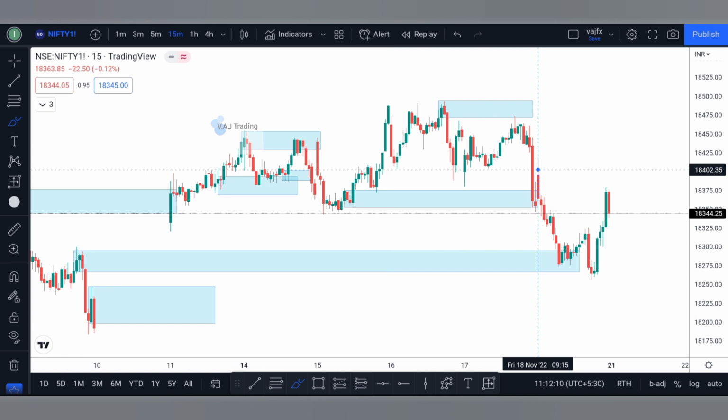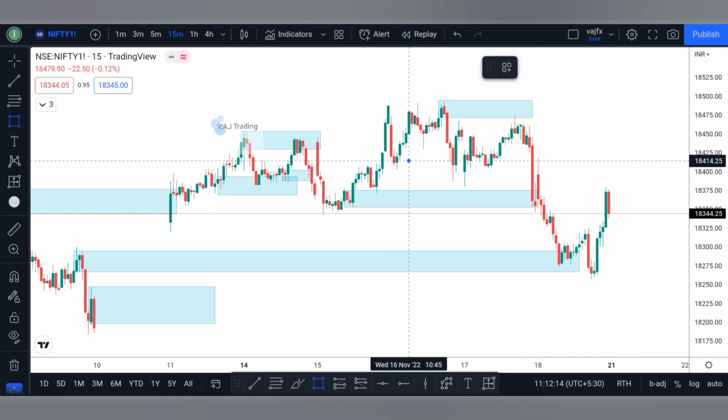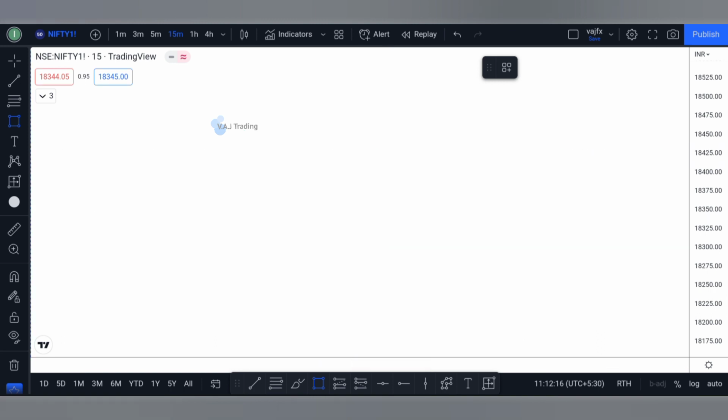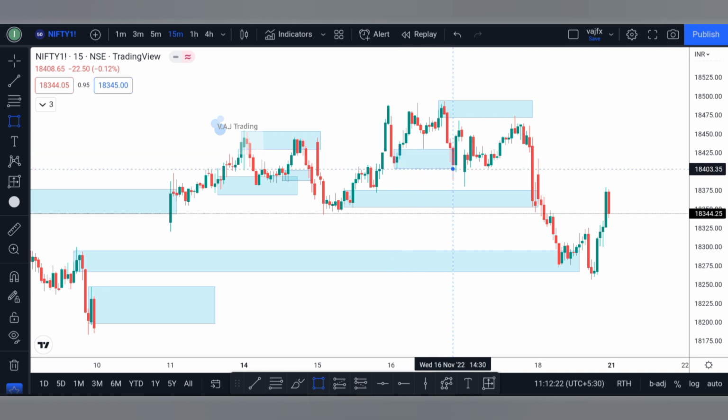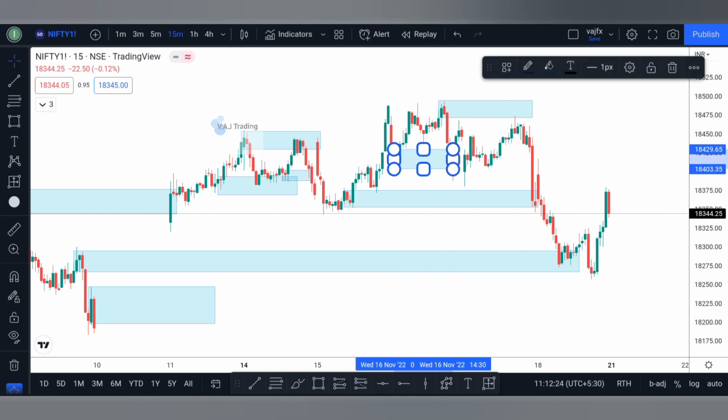So this is how you should draw supply and demand levels. See, I know maybe you are finding it very difficult to draw these levels, but trust me, guys, if you practice it, it is very, very simple to draw these levels.